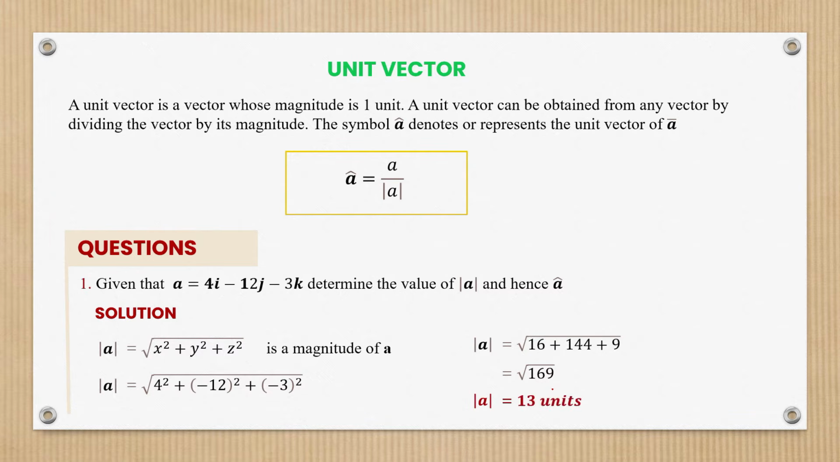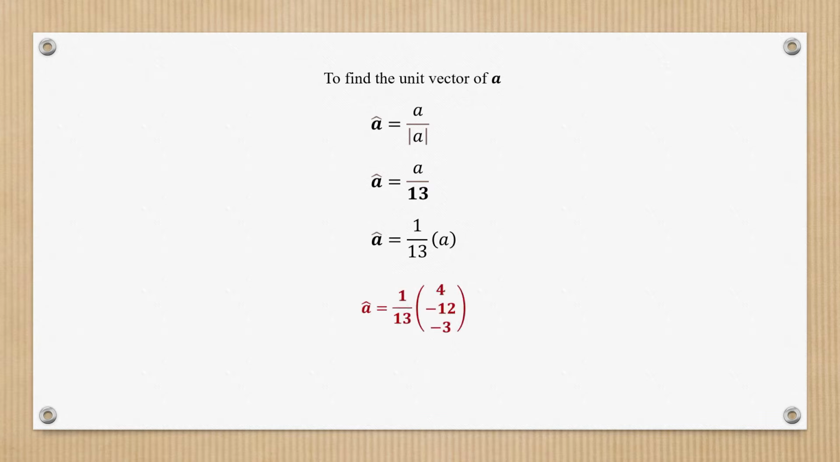Now the sum of the squares shall be equal to 169, and the square root of 169 is 13 units. Now that we have the magnitude of A, we can now find its unit vector from this formula. So we're going to have A divided by 13. Now this can be represented as 1 over 13 times A, because we're actually dividing. So we know what the vector A is. We're going to put it in column vector form as 4, negative 12, negative 3. So the unit vector is basically 1 over 13 times that column vector of A, and that's the answer. Let's look at another question.